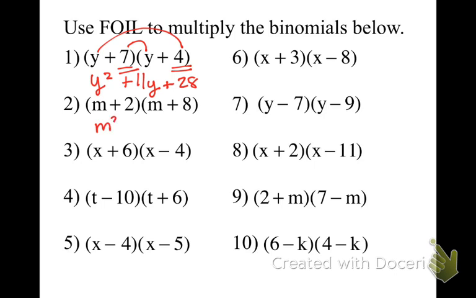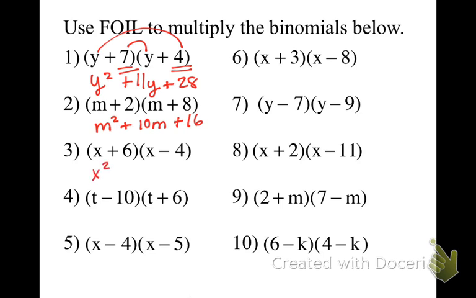Next one's going to be m squared. Add the two inner terms, the two constants, would be 10m. Always have to leave that linear term, m to the first power, and then multiply it, it's plus 16. Okay, pause the recording and finish them up. Now check your work.